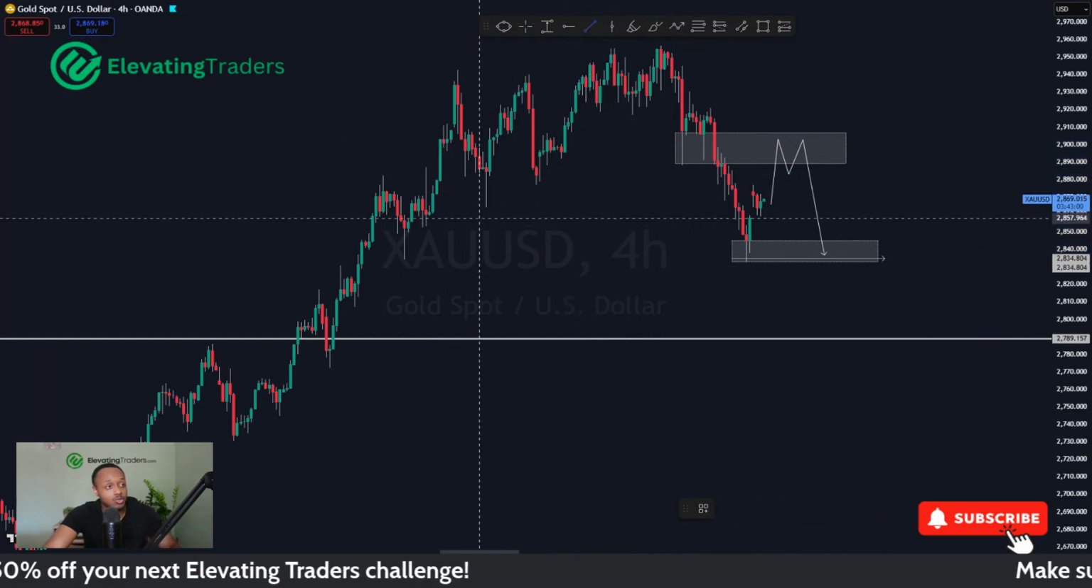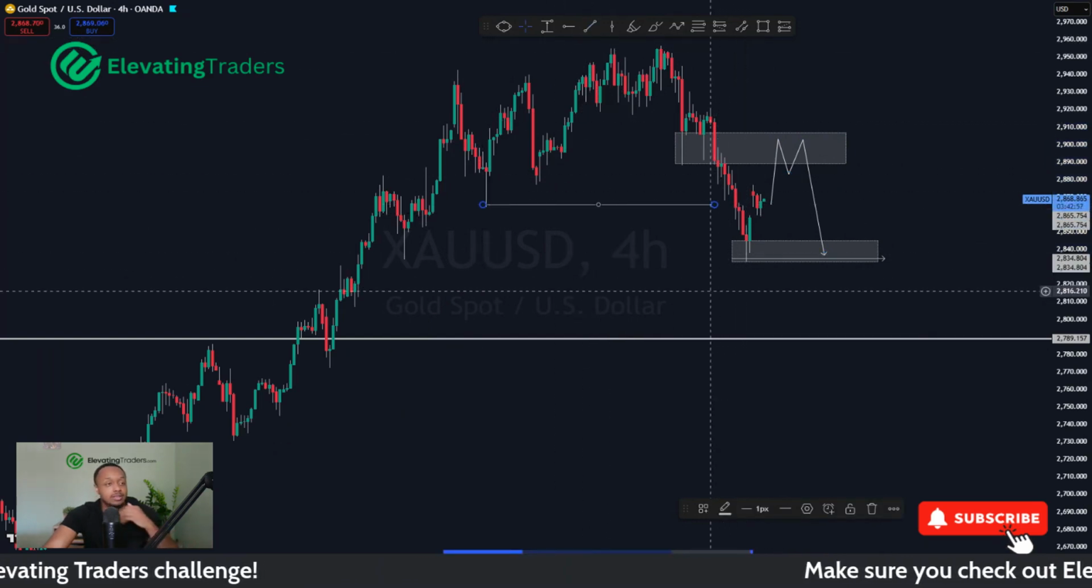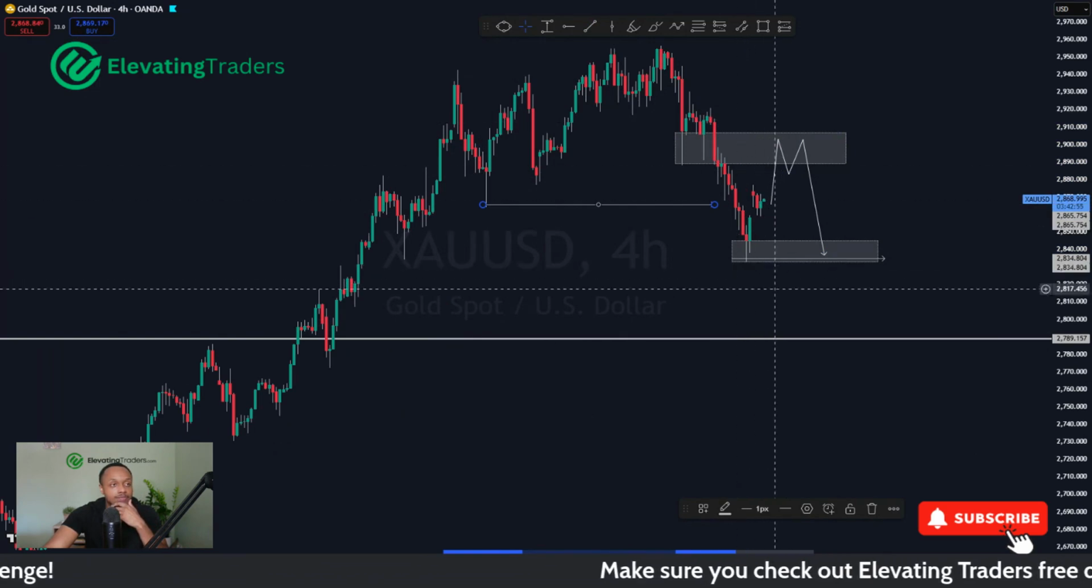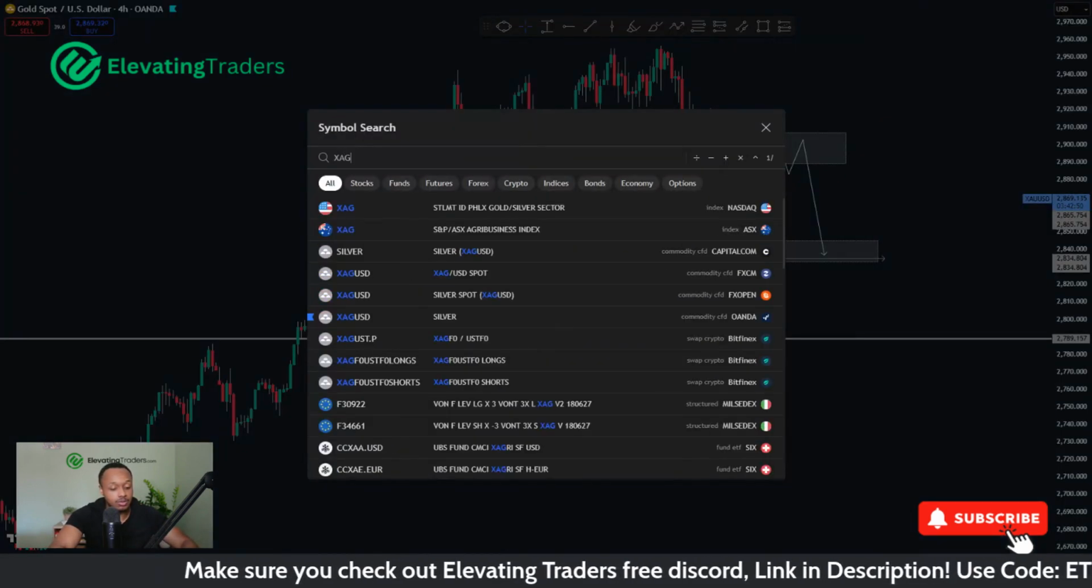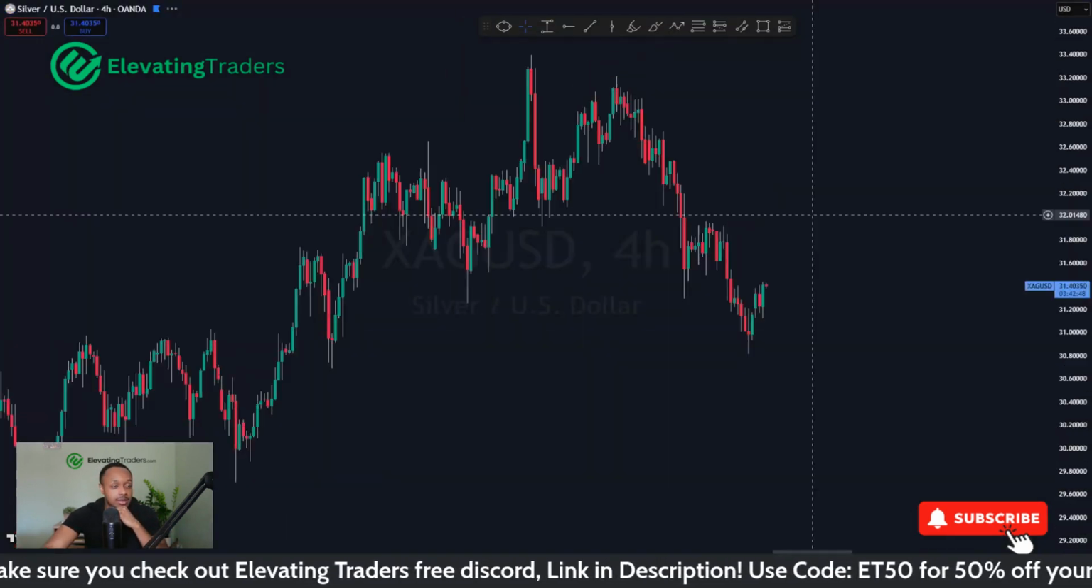We broke structure last week as well. Had some decent momentum there. Could have been a little bit stronger, but it was a decent move. So I'm looking at lower highs and more downside. And silver, I do like silver a lot more than gold, actually. The price action is a bit better.